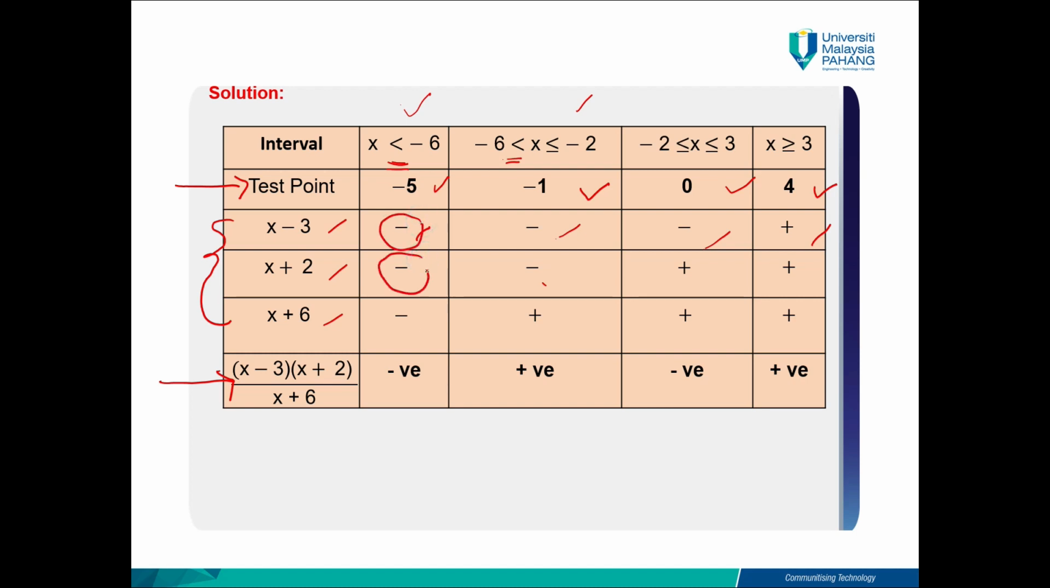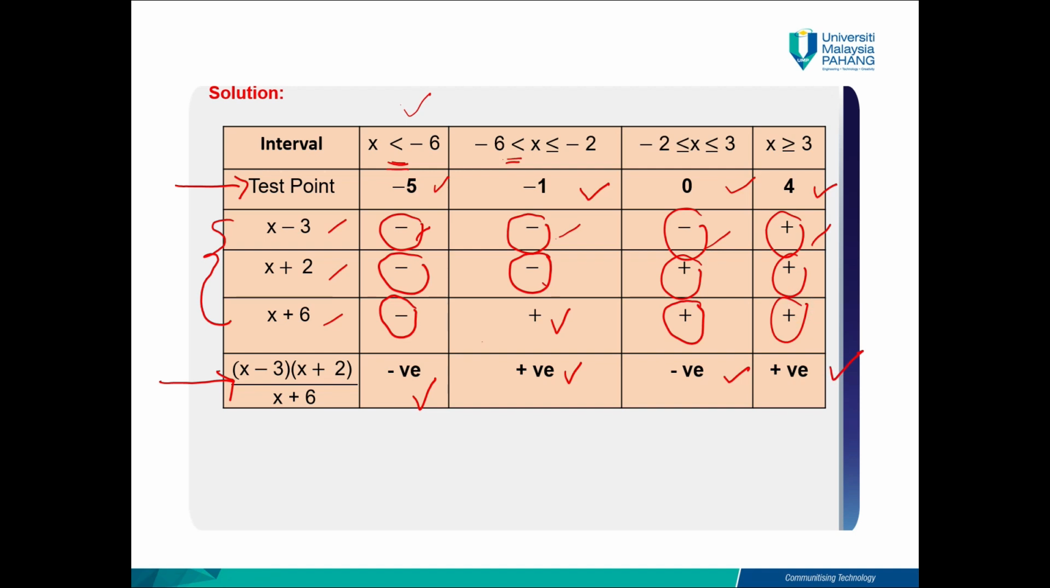Negative times negative, positive. Positive times negative, negative. Negative, negative will be positive. Positive, positive will be positive. Negative, positive, negative. Negative, positive, negative. And positive, positive, positive. Alright, so what are we finding?